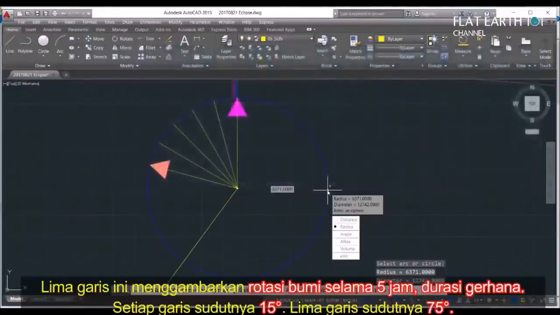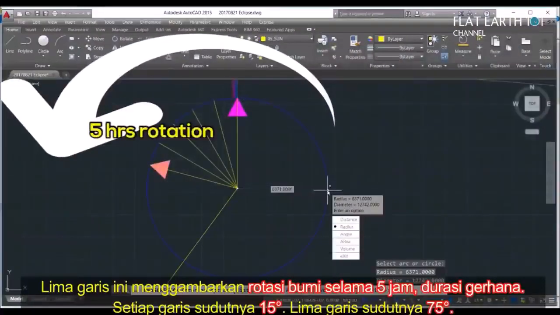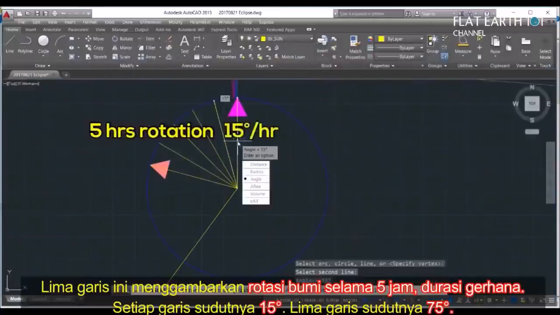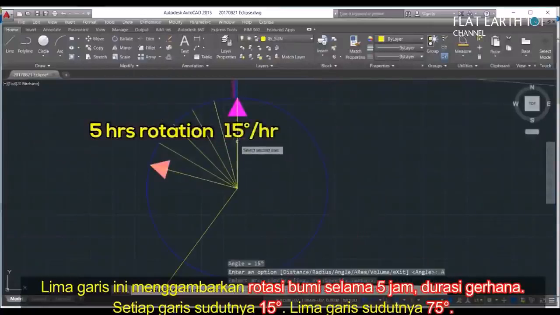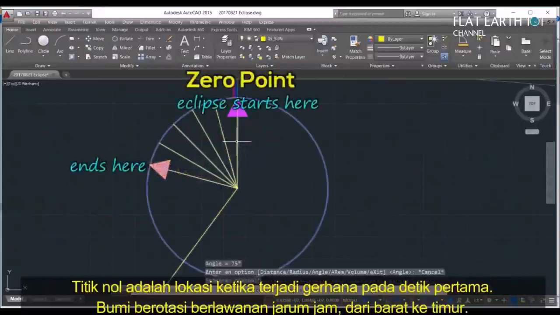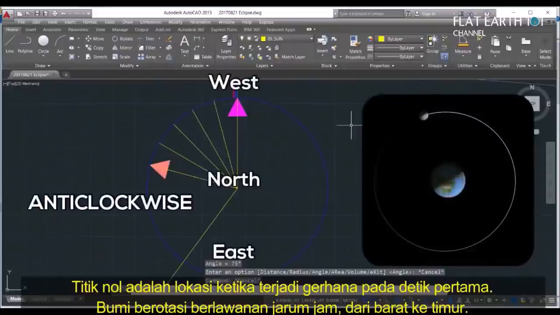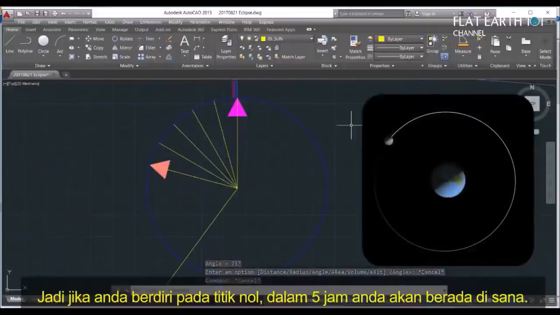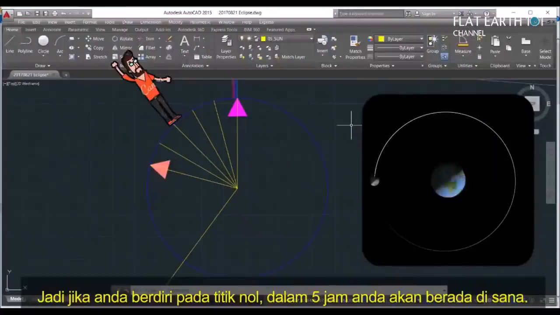The Earth's radius and diameter are precise according to heliocentric data. These 5 lines represent the Earth's rotation for 5 hours, the eclipse duration. Each line represents 15 degrees. 5 lines equal 75 degrees. The 0 point represents the first second of the eclipse. The Earth rotates anticlockwise from west to east. So if you are standing over here at 0 point, in 5 hours you will be over there.